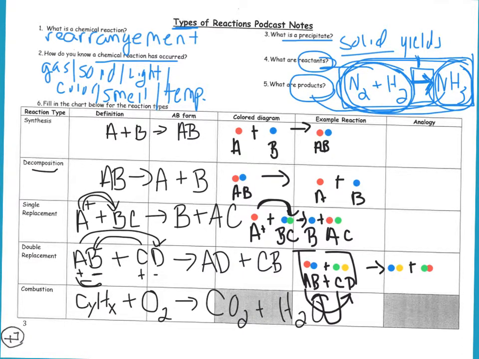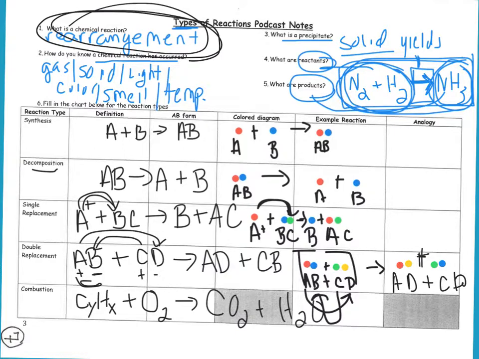Oh, I got that wrong. Hold on. Okay. Into, sorry about that, AD plus CB. That's a plus sign. So it's just a diagram that shows you how the molecules have been rearranged, because that's what we're talking about. We're talking about rearrangement. And let me give you some examples of these rearrangements. Give you a second if you'd like to copy that down.